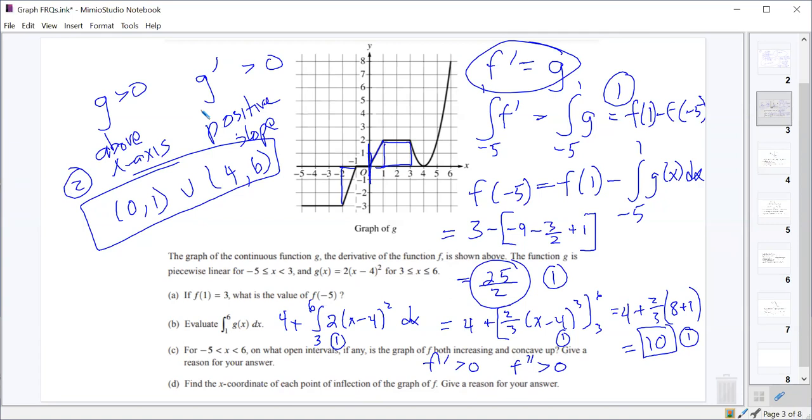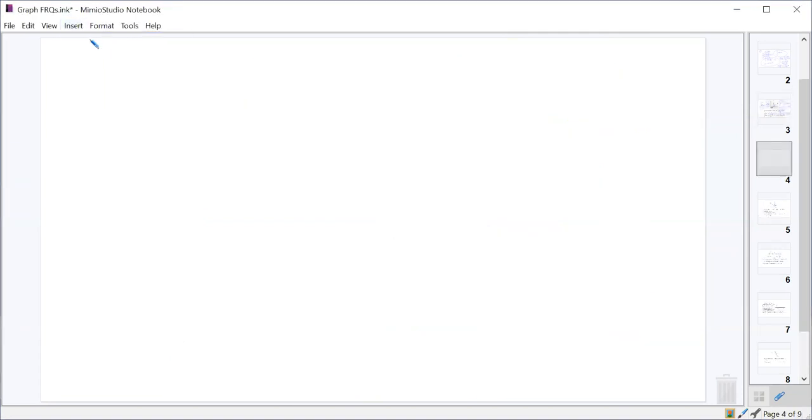Good or no? Everyone good with part C? Yes. All right, part D.